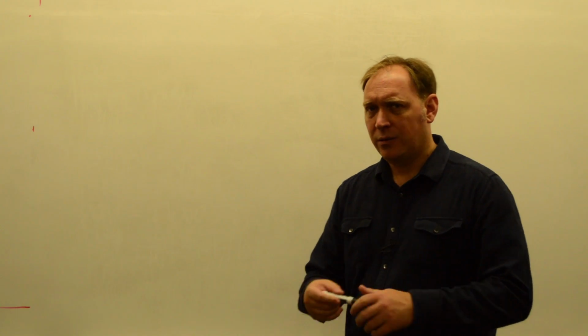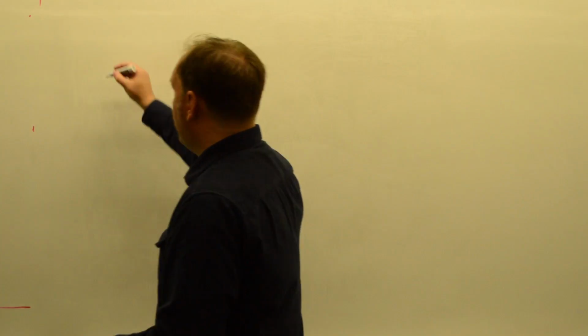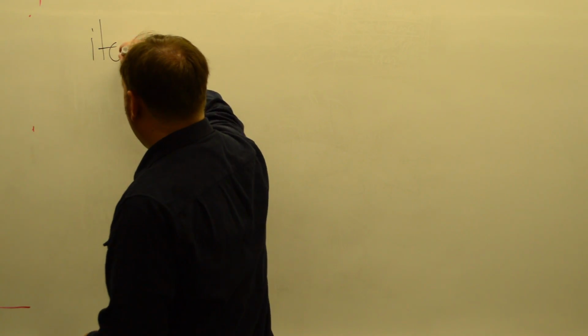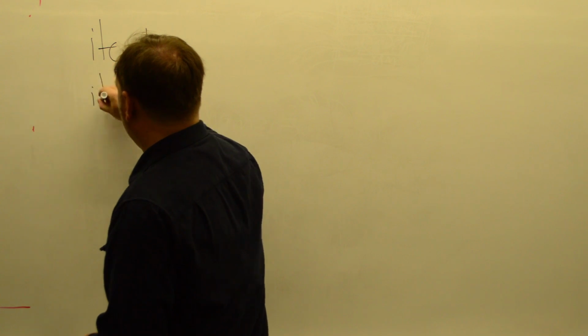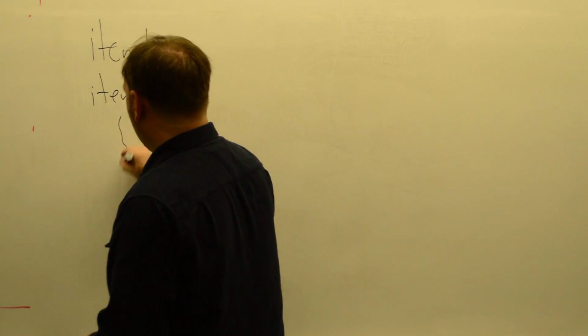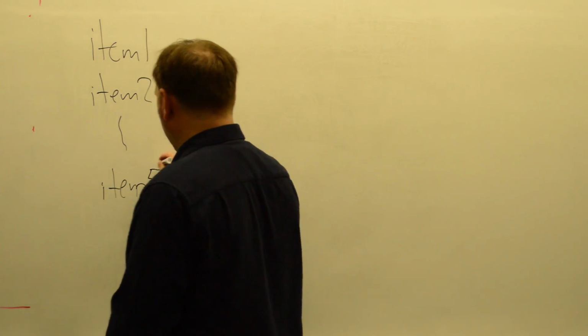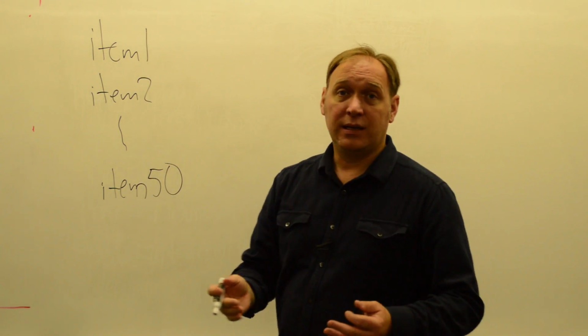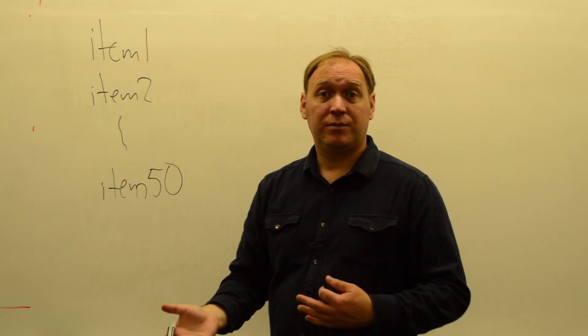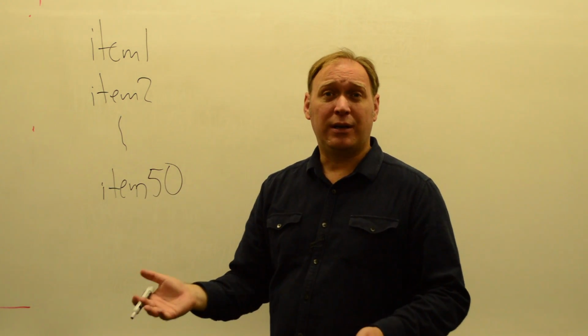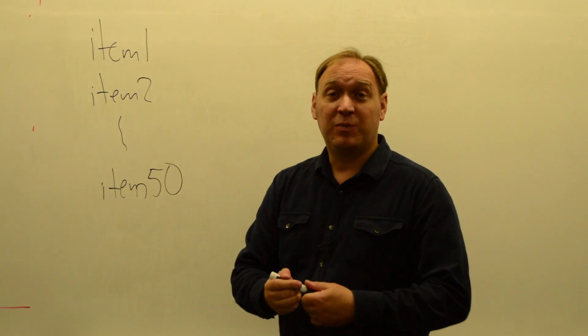So I could try and cover my bases and create variables and say item 1, item 2, all the way down to, say, item 50. But what if they wanted to buy 51 items or wanted to add one later on? The answer, of course, is by using an array.